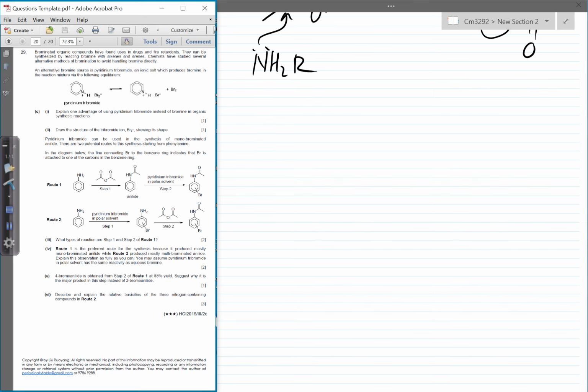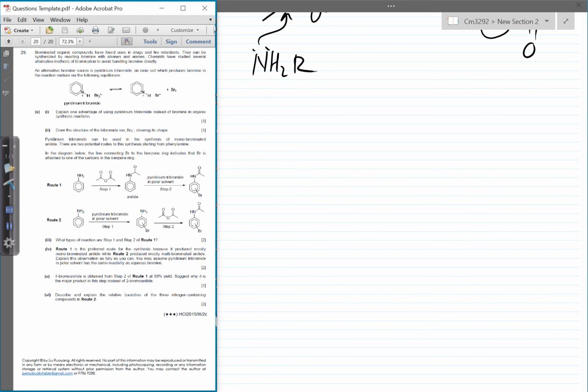Question 5. 4-bromo anilide is formed from step 2 of route 1 at 88% yield, and they ask why not the 2-bromo anilide. The reason is because of sterics. If you have gone through the test, you will know that it's the same concept about sterics. So you'll prefer to substitute at the 4th position, which is furthest away from the amide group.